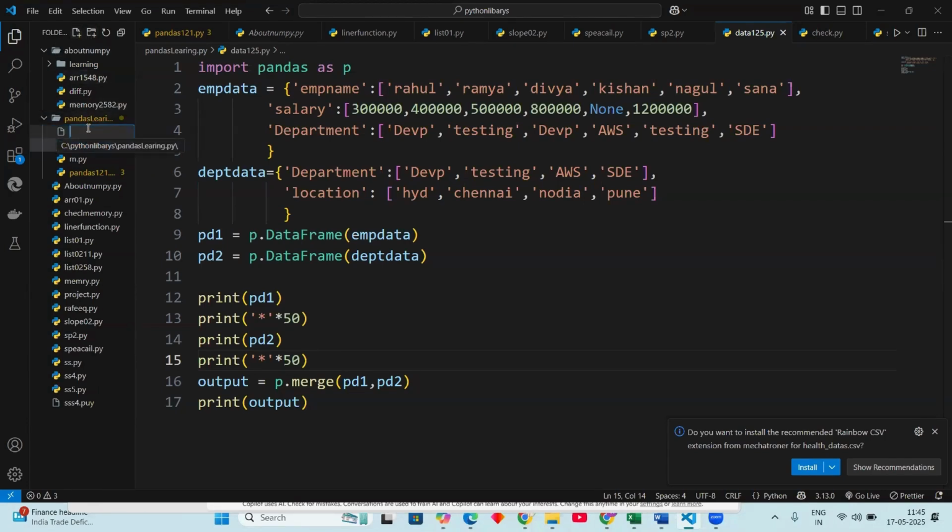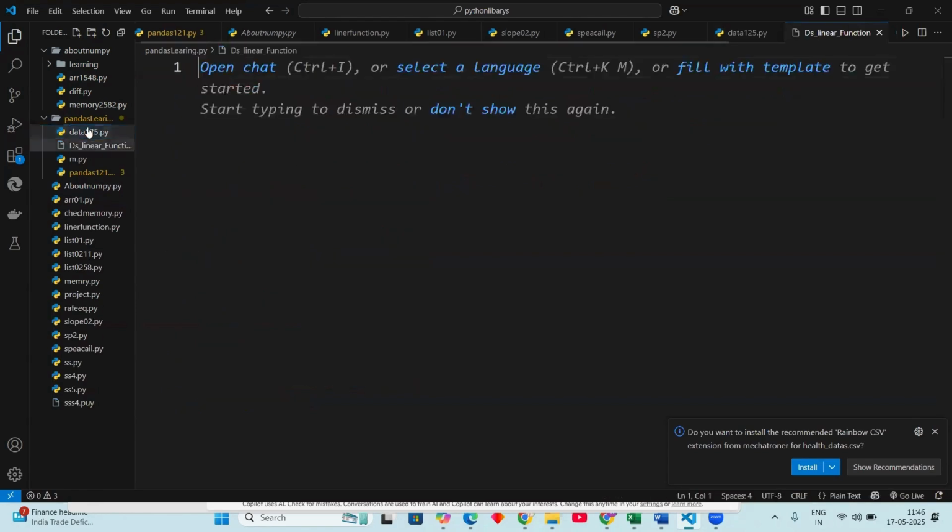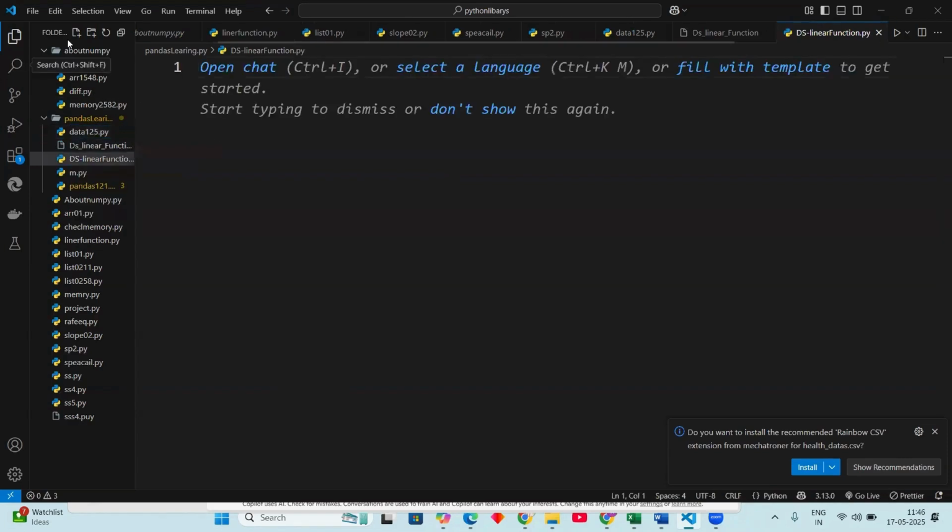Now take a file, and put the function as ds linear function. Okay, wait, sorry for that, I didn't mention it. ds linear function dot py, right? Now we have to import that file.